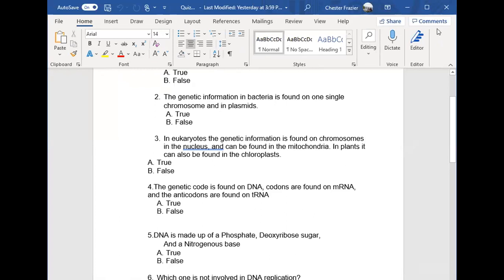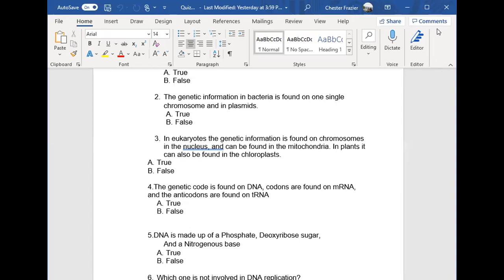Okay. That's true. It's typically a single-stranded DNA molecule. Plasmids are also extra chromosomal pieces of genetic material found in bacteria. So that would constitute the genome of the bacteria. In eukaryotes, the genetic information can be found on chromosomes in the nucleus. It can also be found in the mitochondria. In plants, it can also be found in the chloroplast. Is that true or false?